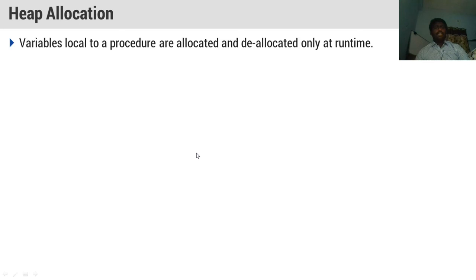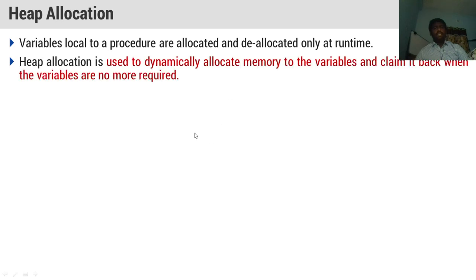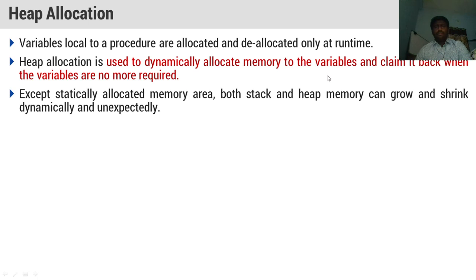That is about stack allocation, and we have heap allocation also. When the variables are allocated and deallocated only at runtime, that will be called heap allocation. It is used to dynamically allocate the memory to the variables, and deallocate when the variables are no more required. Whenever it is required, allocation of memory will take place. Whenever it is not needed, deallocation of memory will take place. So except the statically allocated memory area, both stack and heap memory can grow and shrink dynamically and unexpectedly.